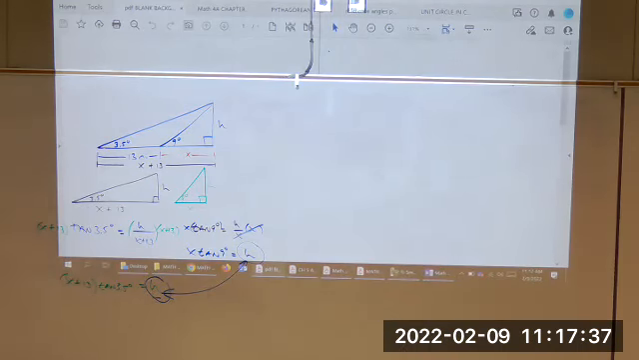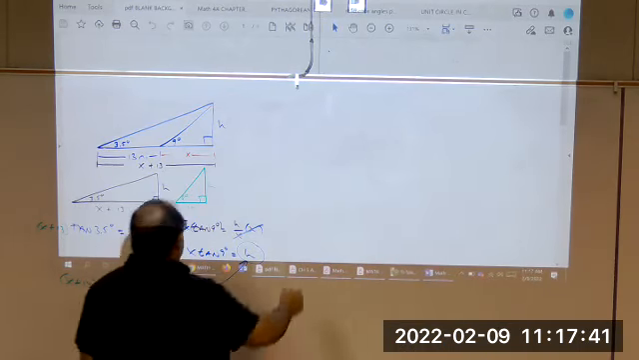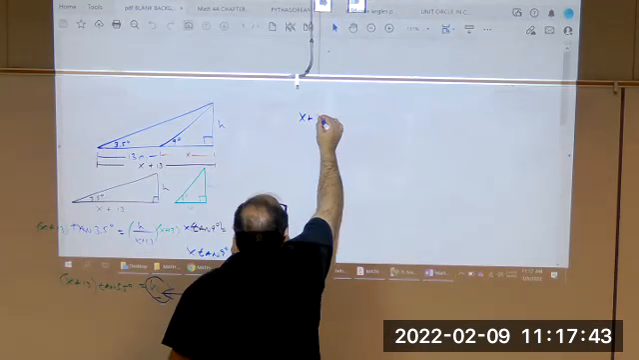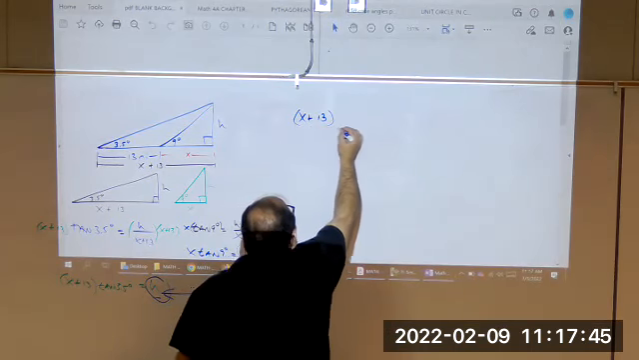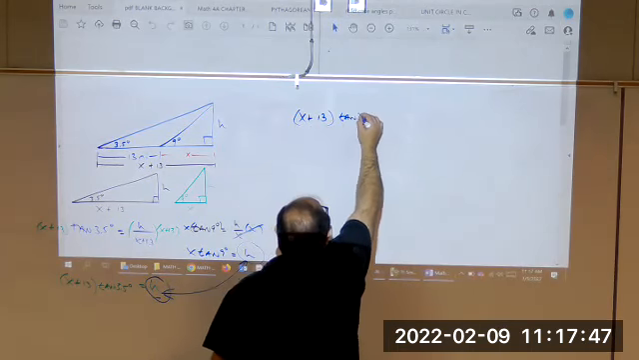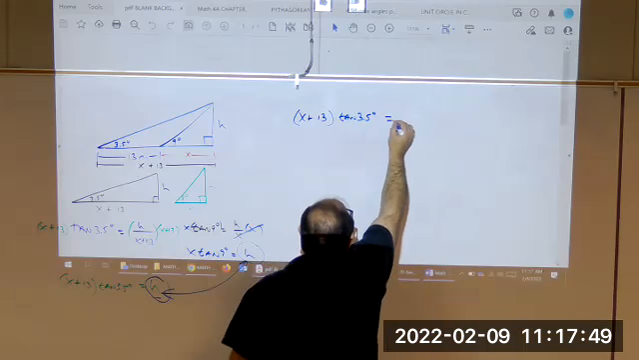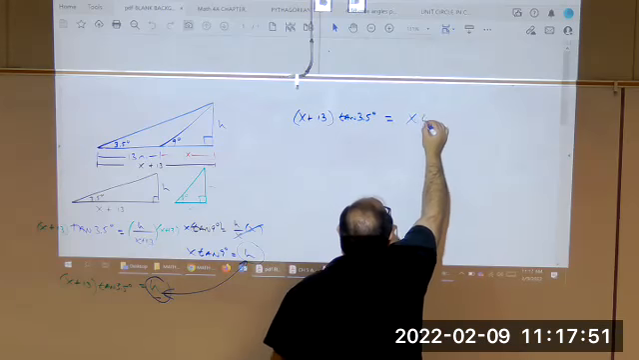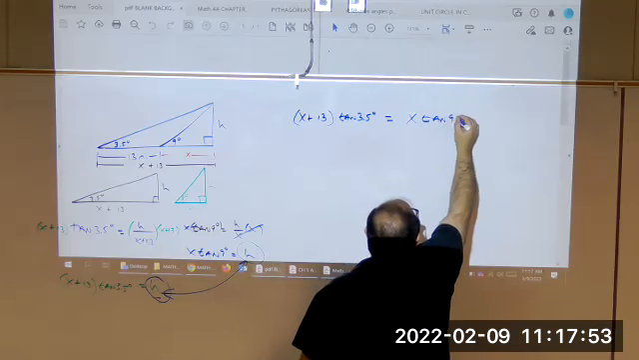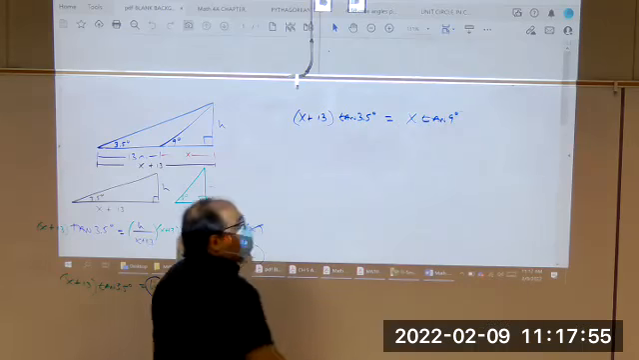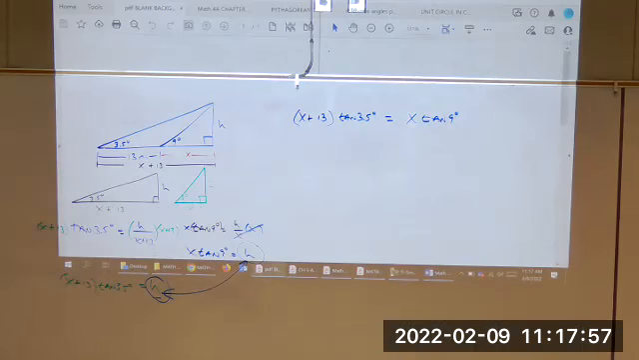The two heights are equal to each other. That means that x plus 13 times the tangent of 3.5 degrees is going to equal x times the tangent of 9 degrees. I can now write an equation with only one variable using the two equations that I made.